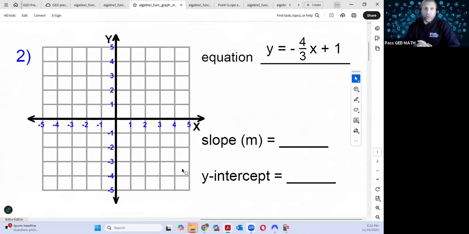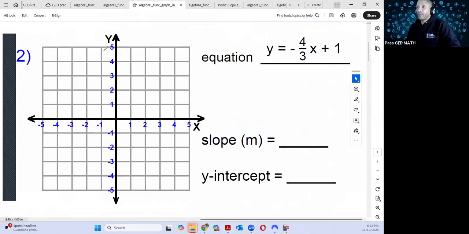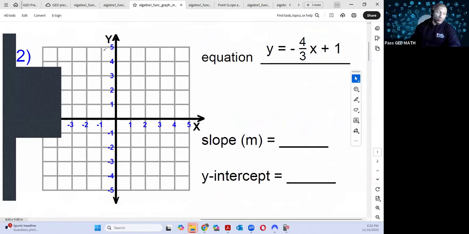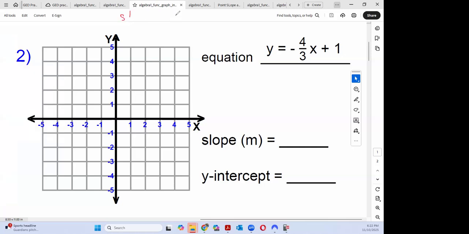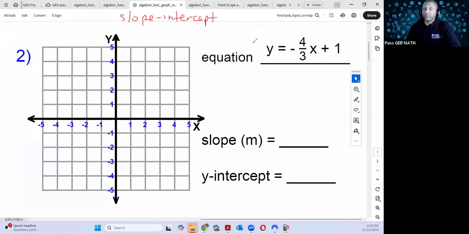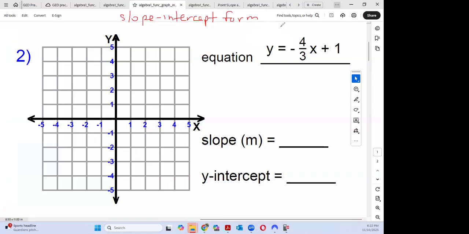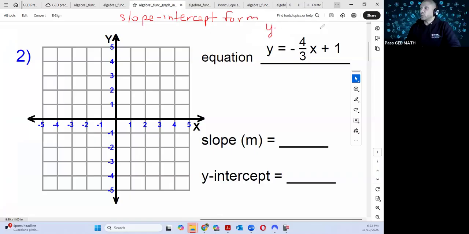Okay, so this equation of a line, is this slope-intercept form or standard form? Slope-intercept form. What is slope-intercept form? y equals mx plus b. This is what you should be saying and doing every single time. Say slope-intercept form. Say y equals mx plus b.